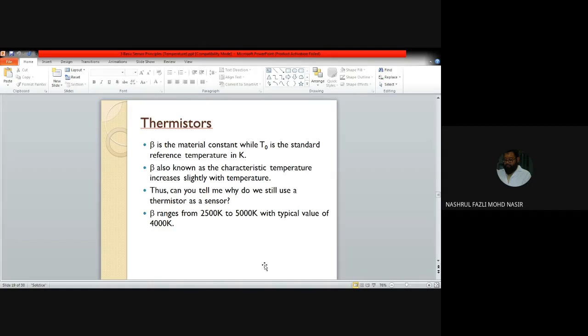Now you have to ask yourself why we use thermistor as a sensor. Through the lecture, we will know why we're using it. First of all, it's a ceramic. That's the thing that also contributes to this application. Beta ranges from 2500K to 5000K with a typical value of 4000K. So this is the material constant.